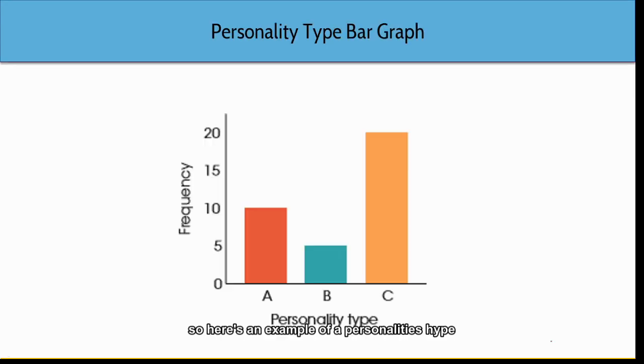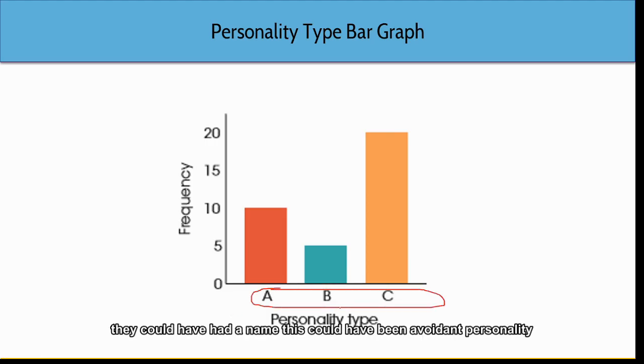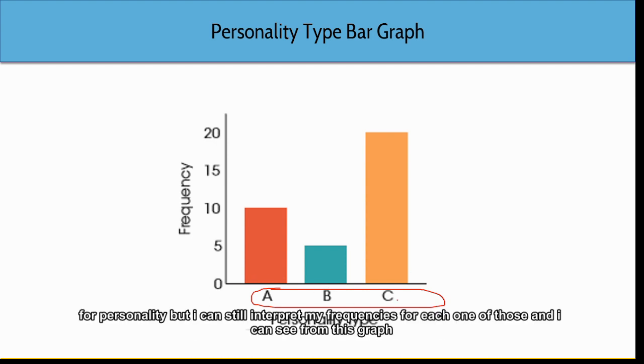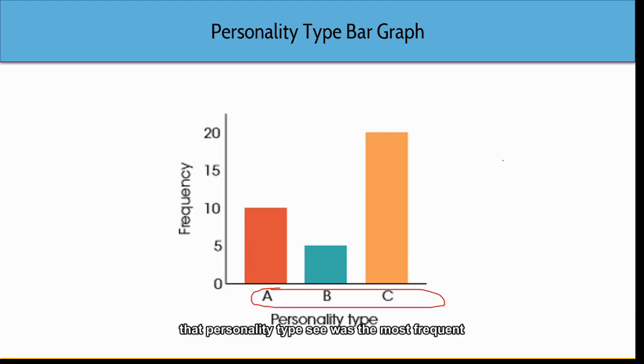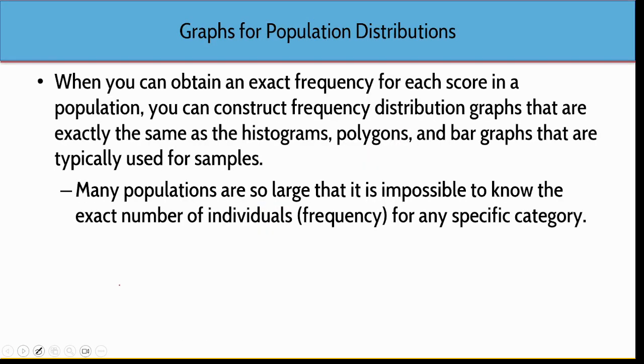So here's an example of a personality type presented in bar graph form. I had personality A, B, and C. And you can see that these are categories, right? They could have had a name. This could have been avoidant personality, or a different personality here, a third different personality. But I can still interpret my frequencies from each one of those, and I can see from this graph that personality type C was the most frequent in whatever data was collected in this particular example.